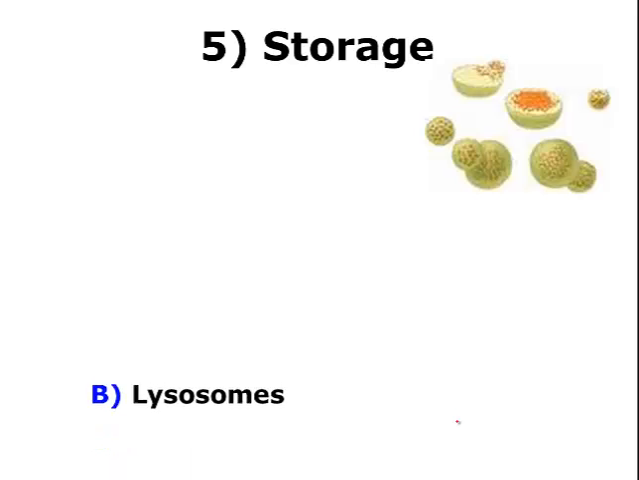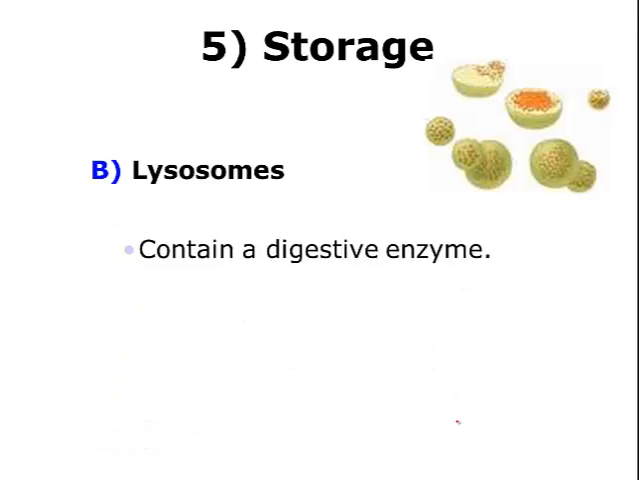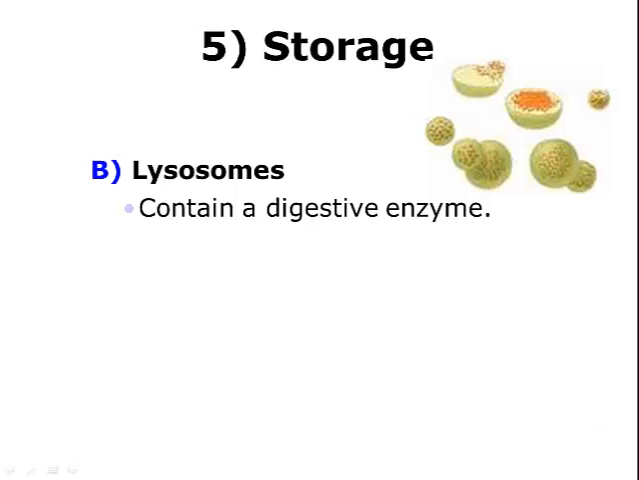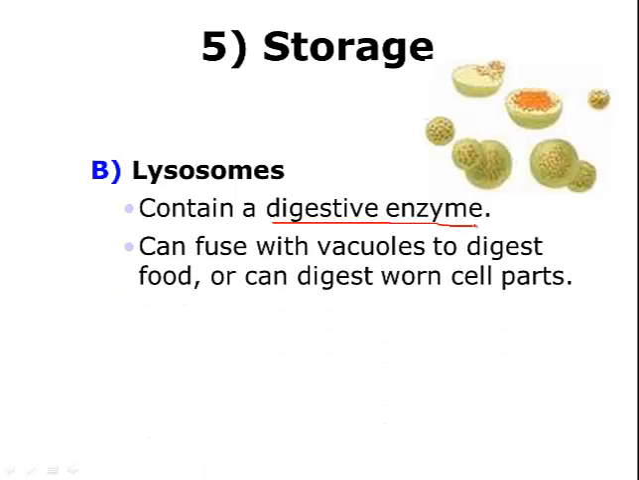Also used for storage are lysosomes. Lysosomes are little sacs that are made of membranes, and they contain digestive enzymes inside of them. They are able to fuse with vacuoles, and they can digest food. They can also digest worn out cell parts. And they may even be able to get rid of bacteria or waste products and things that come into the cell that the cell doesn't want anymore.